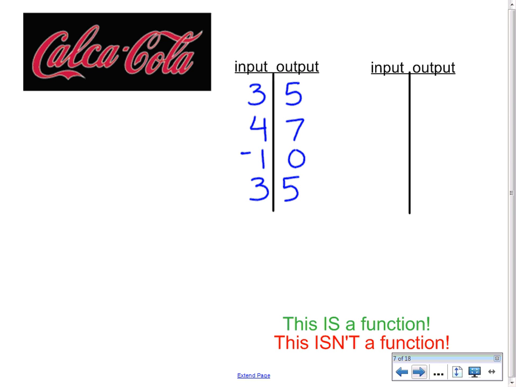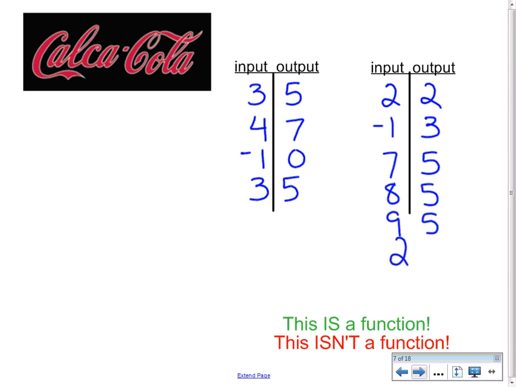And I walk over to another different Coca-Cola machine, and let's say this time input is 2, output is 2. Our input is -1, maybe we get a 3. We press a 7, out comes a 5. We press an 8, out comes a 5. We press a 9, out comes a 5. And maybe we press a 2, and out comes a 3.